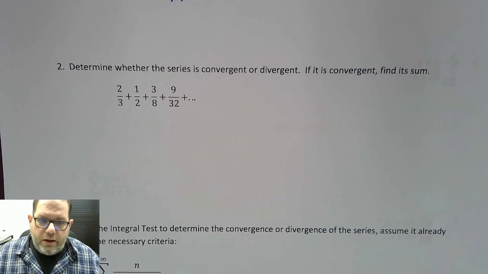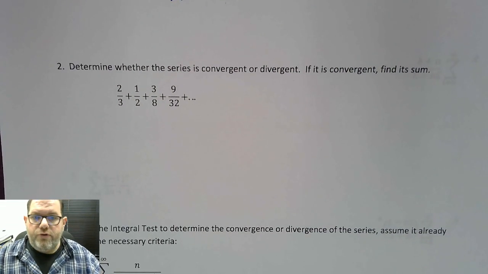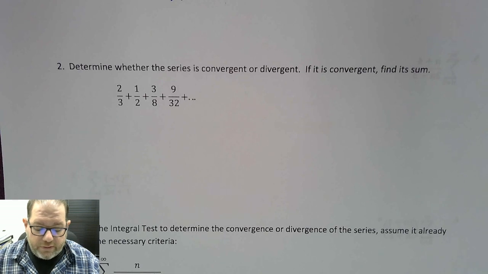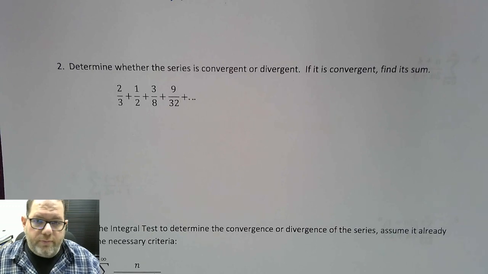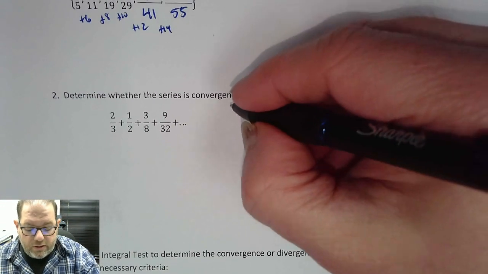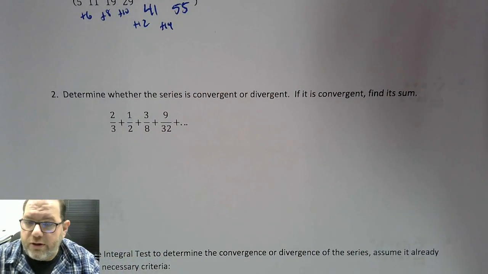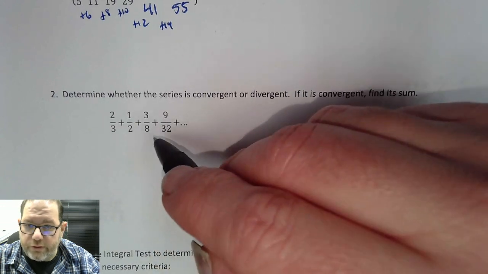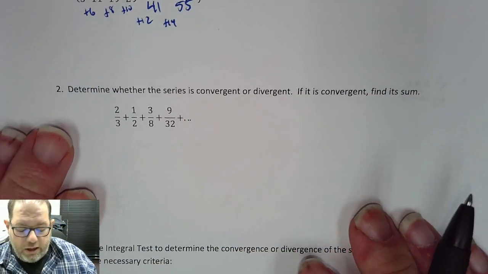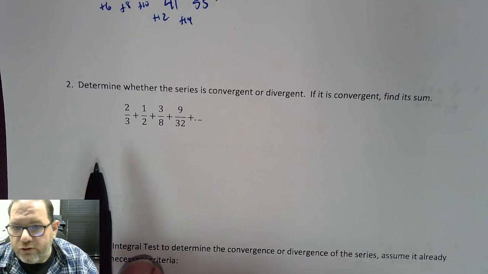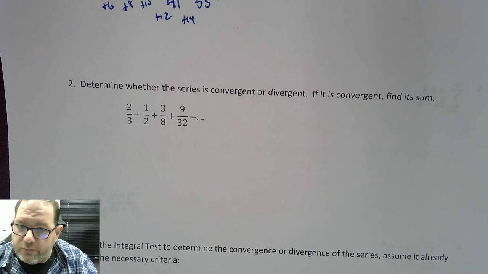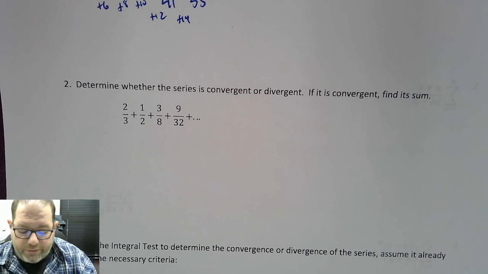Number 2, determine whether the series is convergent or divergent. If it's convergent, find its sum. The only thing we can ask for the sum for specifically is going to be a geometric series. So our anticipation is that this will be a geometric series. So in geometric, it's strictly a matter of finding the common multiple to get from one term to the next. And because some of these fractions may be reduced, it's not always the easiest to tell what's happening.